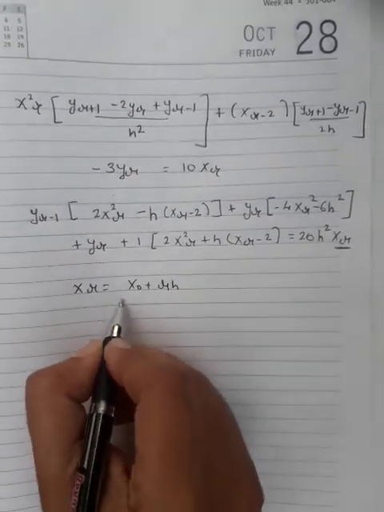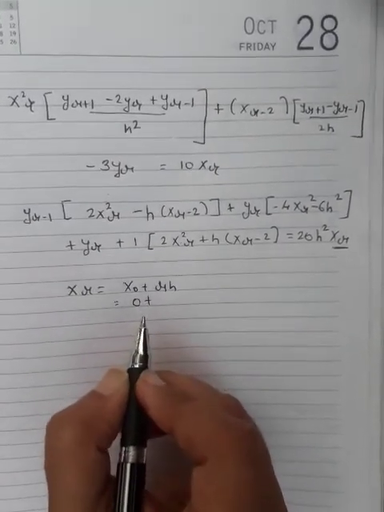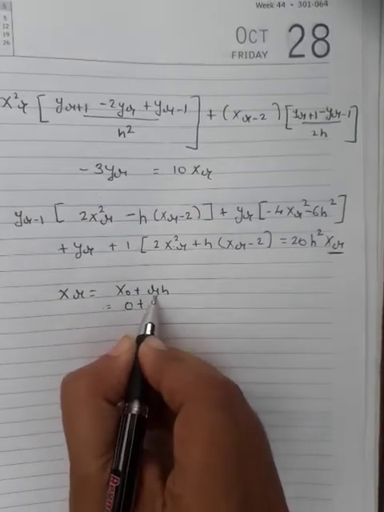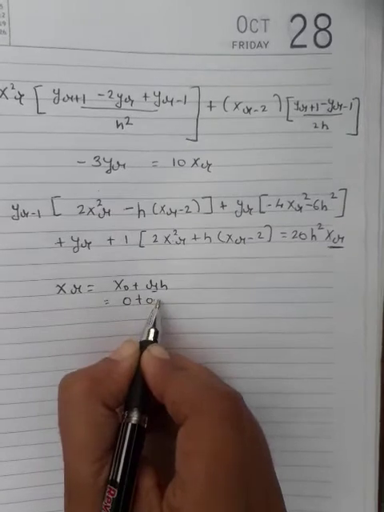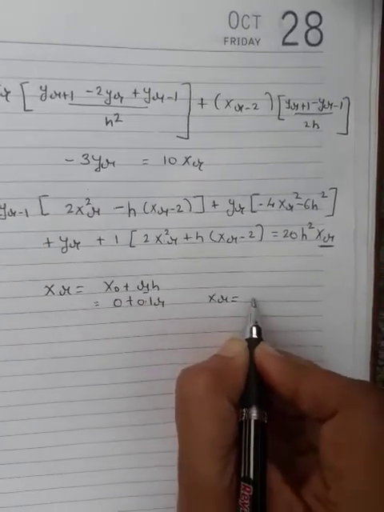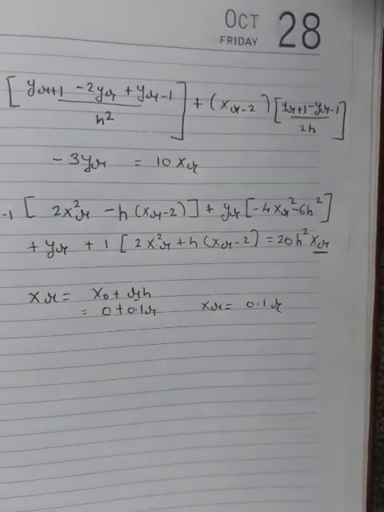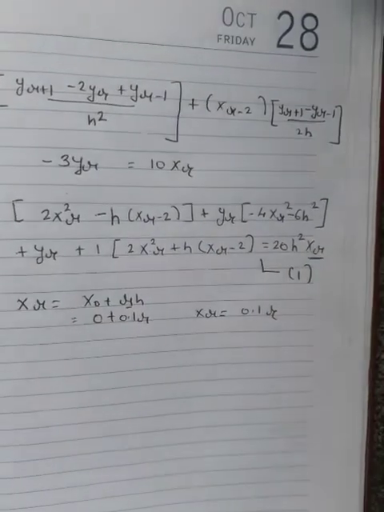So I will write here x naught value is 0 plus rh, where r can be any value: 0, 1, 2. First of all I will keep r as it is. I will not put the value here. h is 0.1, so h into r. So xr is nothing but 0.1 r. I will name this equation as equation number 1.